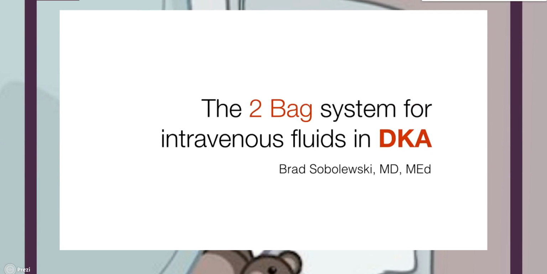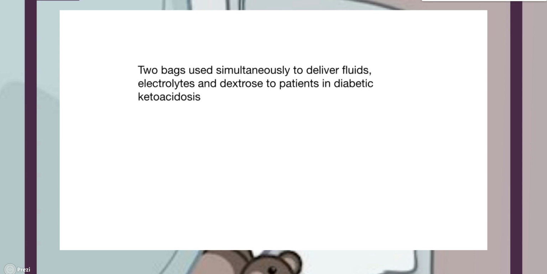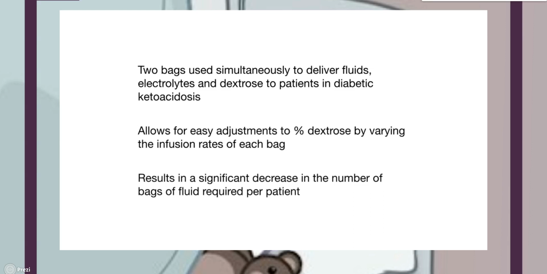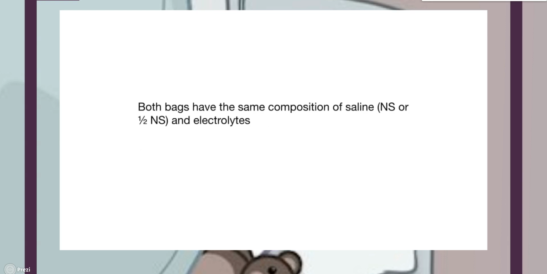Let's talk about the two-bag system for fluid administration in diabetic ketoacidosis. Two bags are used simultaneously to deliver fluids, electrolytes, and dextrose to patients in DKA. This allows for easy adjustments in the percentage of dextrose by varying the infusion rates of each bag. This results in a significant decrease in the number of bags of fluid required per patient throughout their hospital stay. Both bags have the same composition of saline, generally either normal saline or half normal saline, and electrolytes. Only one bag has 10% dextrose.